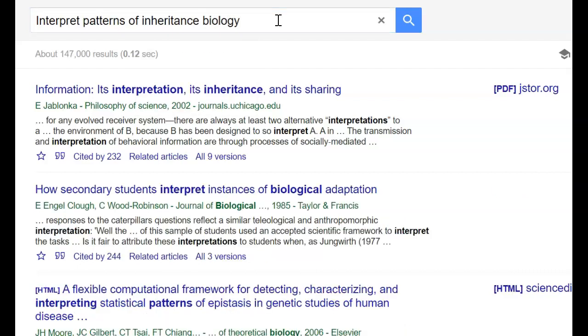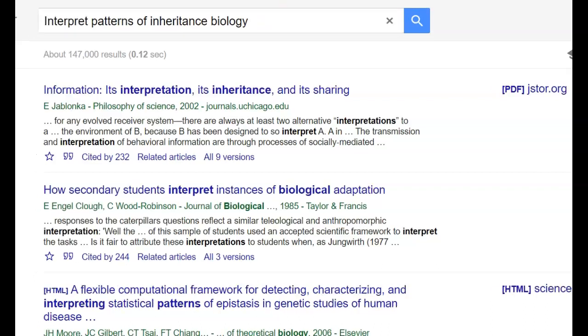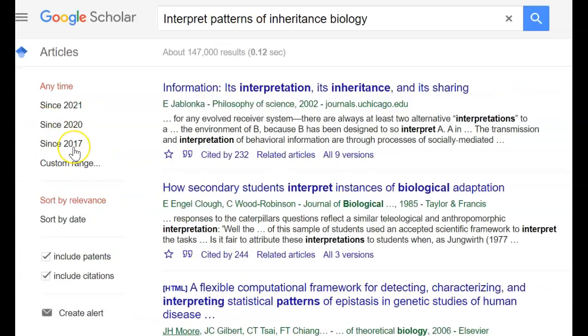And so right away, I realized that I need to tell Google Scholar that we're talking about biology, just to make sure that we don't get those words in a document where they don't have that same meaning. And then the other thing we might want to do is limit the date range of these articles.